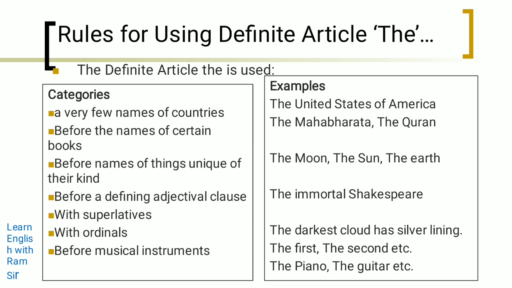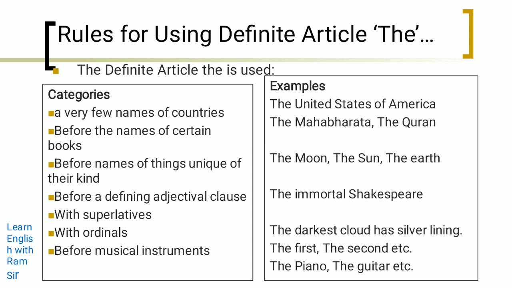So next thing is very clear that before a defining adjectival clause you have to put the article. Here I have put one adjectival clause, that is the immortal Shakespeare. So of course immortal is an adjective which came before the noun, and due to that remember here we have the adjective clause, and before that remember you have to put the article.